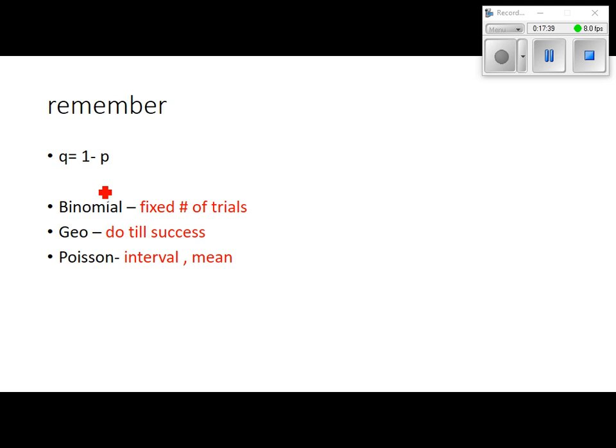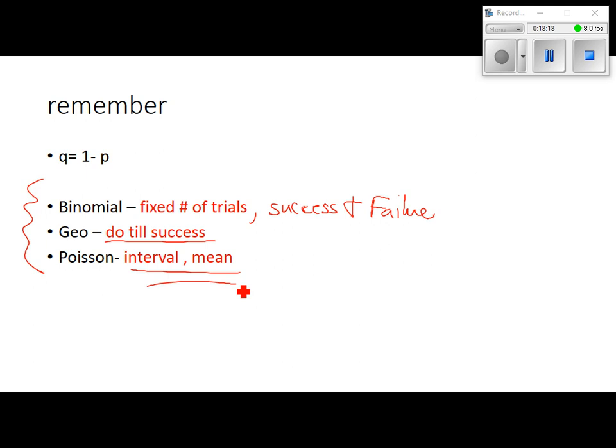A few things to remember. Remember Q is just 1 minus P. And these are just those things that I just got done saying about each one. Binomial, you've got a fixed number of trials, and it's got to have success and failure. Geometric, you do until you have a success.